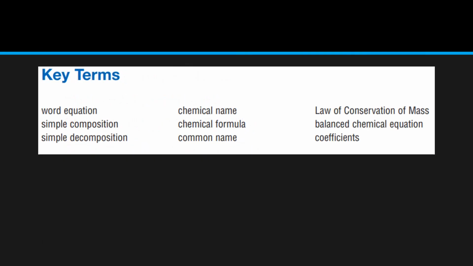Perfect. Here is the list of key terms that we should have on our study sheet. We've gone through the word equations, we've gone through simple decomposition and simple composition. We talked about chemical names and chemical formulas, common names. The last one that we want to go over is those numbers that were out front are called coefficients. Okay, and so when we look at those big numbers, those coefficients are the only thing we can actually change.